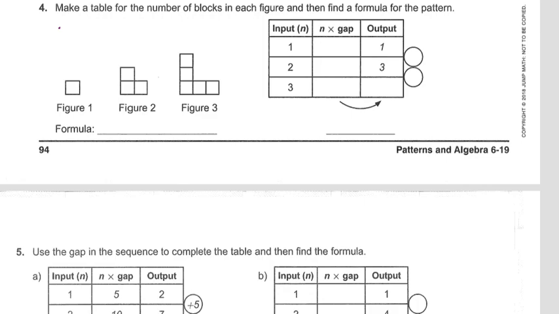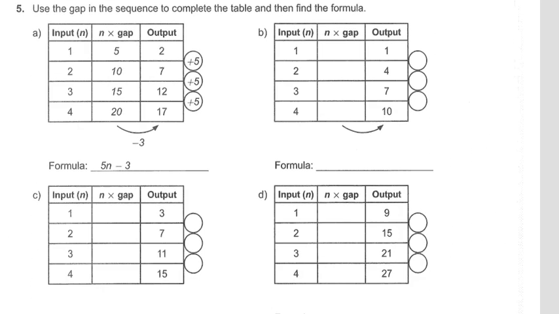Question 4 is a repeat of number 3, so just try that out. And again, you're just counting the blocks here. So for figure 3, it'd be 1, 2, 3, 4, 5. So you'd say 5 there. So see if you can figure out the formula from that. Let's look at number 5.